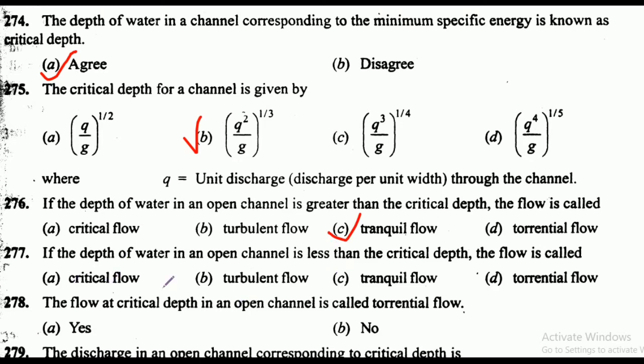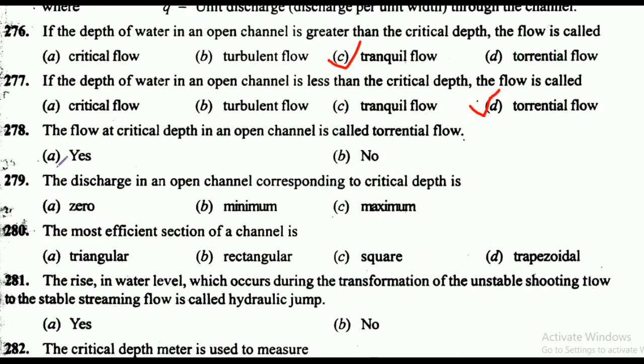Next is if the depth of water in an open channel is less than the critical depth, the flow is called. Here friends, these are the options, and here correct answer is option D, that is torrential flow. Next is the flow at critical depth in an open channel is called torrential flow. Options are yes or no. So here friends, this statement is wrong. So here correct answer is option B, that is no.